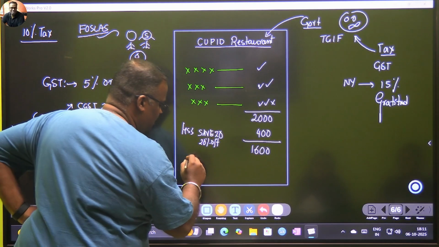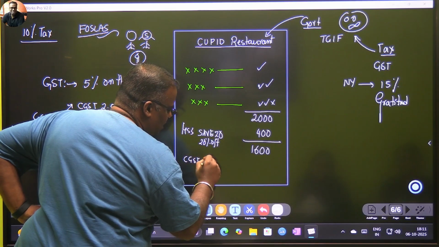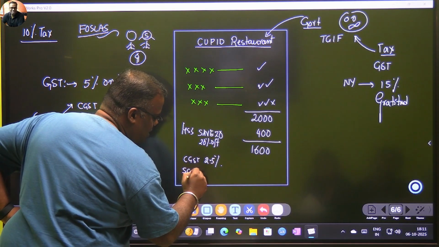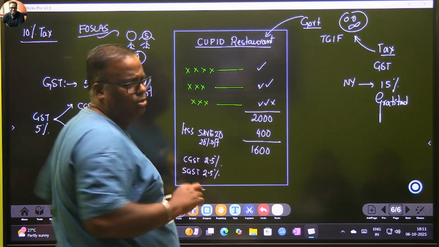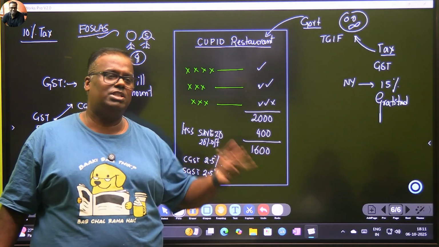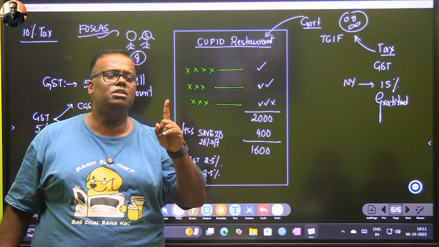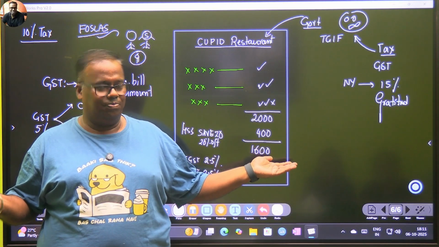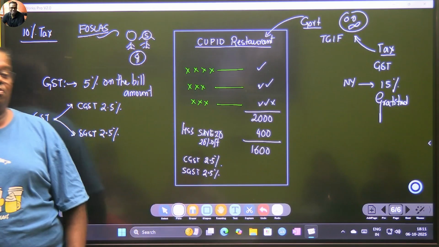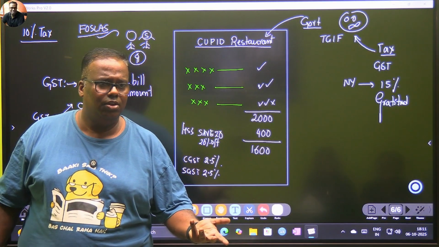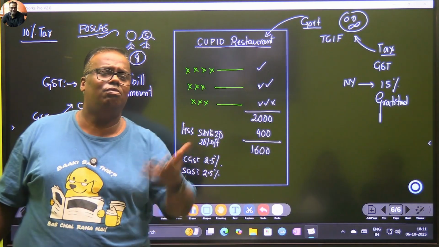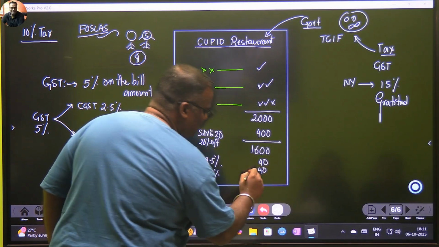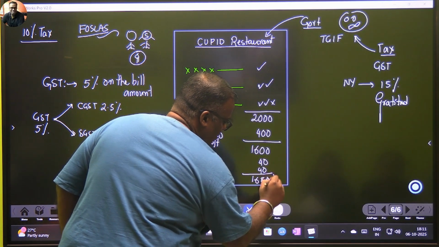Now comes government, CGST, and SGST. Tax is 2.5% and another 2.5%. So let's calculate. What is 10% of 1600? 160. 10% means divide by 10. So 5% should be 80. So 2.5% should be 40. Yes. 40 rupees to central government, 40 rupees to state government. The total is the bill he used to pay.